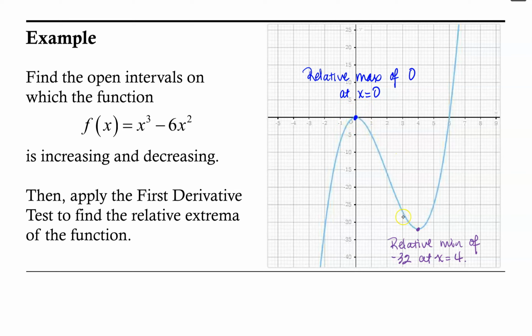We also have a relative minimum at x equals 4. That relative minimum is negative 32, or the y value that corresponds to x equals 4. So indeed there is a relative minimum of negative 32 at x equals 4.